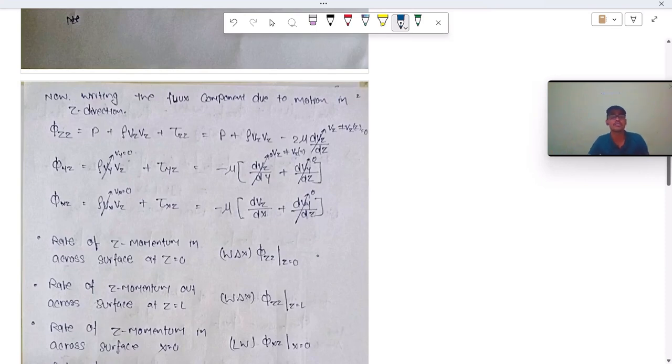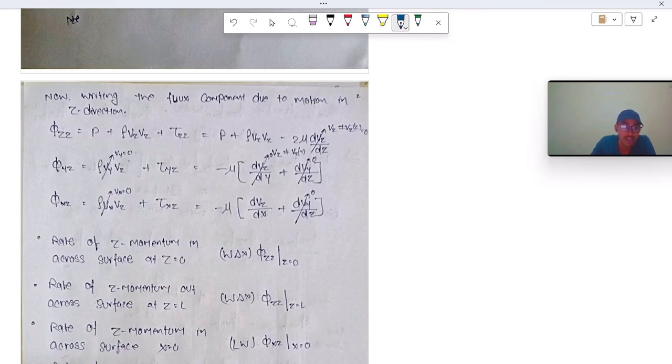Now we will write the z momentum balance, that is, for the flow in only the z direction. Momentum comes only from flow in the z direction. This can be given by phi zz, that is momentum in the z direction due to motion in the z direction, and this is given by P, the pressure force, plus rho Vz square, that is convective, and tau zz, this is our molecular term. This term will be 0 because Vz is not a function of z. It is stated in our assumptions also.